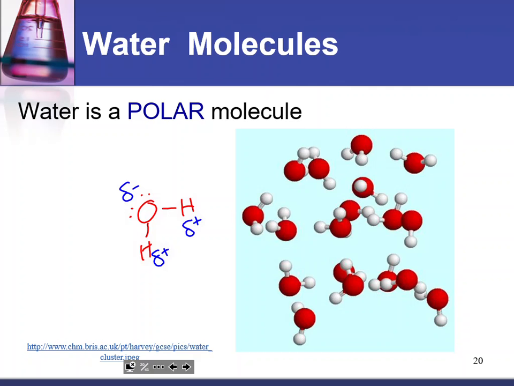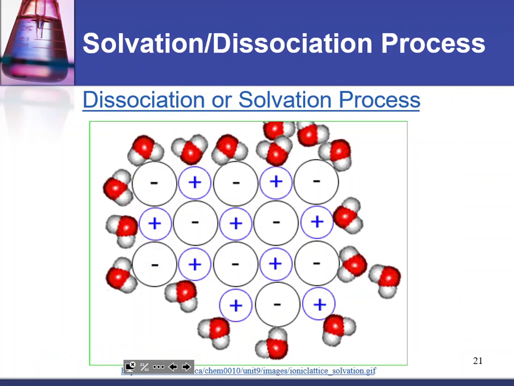Okay? So what we're going to be looking at now is how the solvation or dissociation process occurs. You see here we have plus and minus signs in the middle. That is the lattice structure of, say, sodium chloride. And the waters come around and surround them. Now I have a short video to show you real quick as to how this occurs.